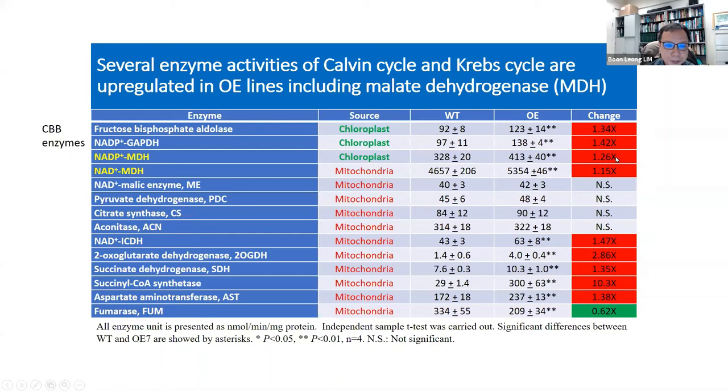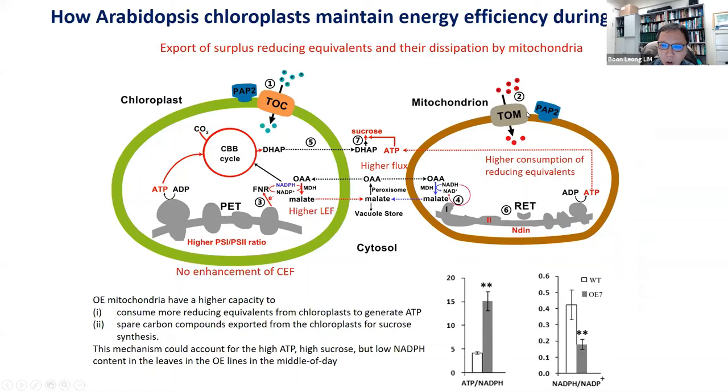So, putting everything together: when we overexpress PAP2 on the outer membrane of chloroplast and mitochondrion, it might increase the selective import of certain proteins that change the physiology of the chloroplast and mitochondrion. In the chloroplast, some of the CBB enzymes increase, the rubisco increases, so it can fix more CO2. At the same time, an enhanced CBB cycle can regenerate NADP as the electron acceptor for the linear electron flow. And the OE mitochondrion can also have a higher consumption rate of reducing equivalents, so that it can generate extra ATP, and this can consume more reducing equivalents.